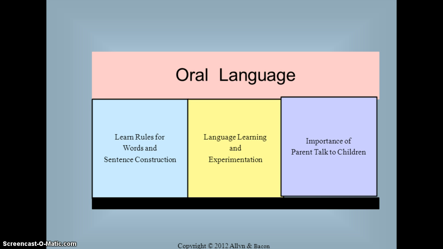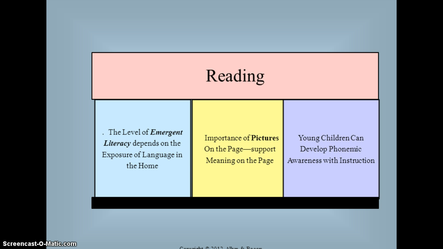With oral language, children are learning rules for words and sentence construction, language learning and experimentation, and the importance of parent talk to children. In order for reading to occur, the level of emergent literacy depends on the exposure to language in the home. Pictures on the page support meaning, and young children can develop phonemic awareness with instruction.